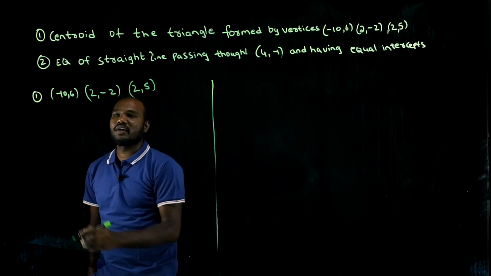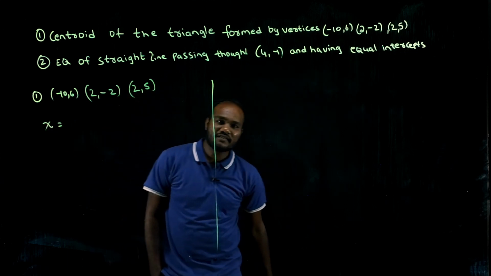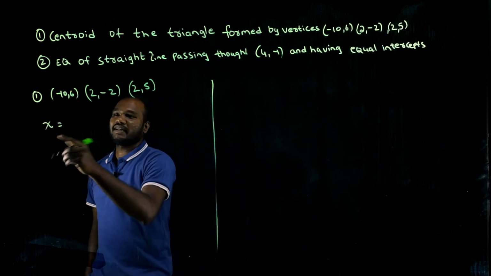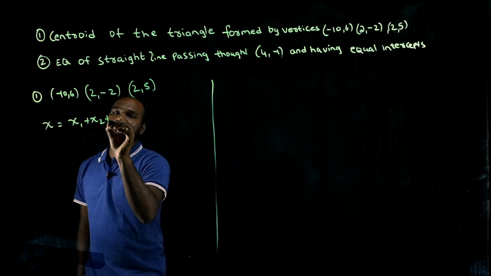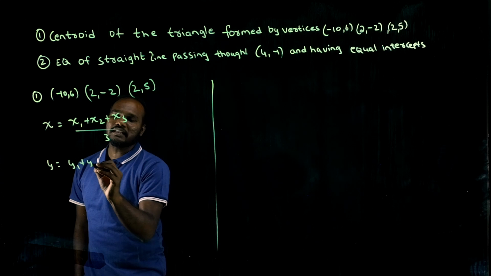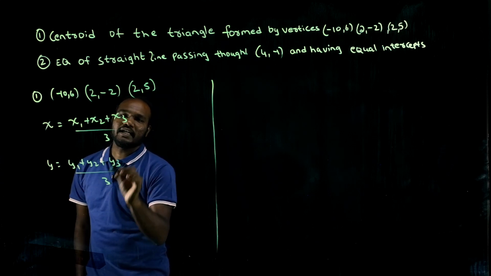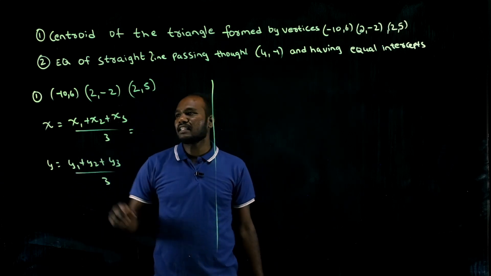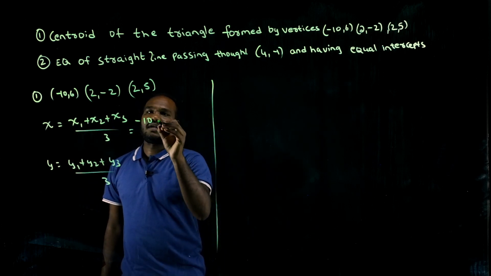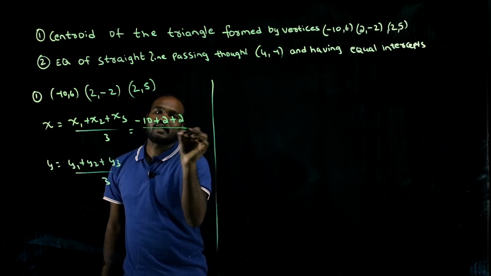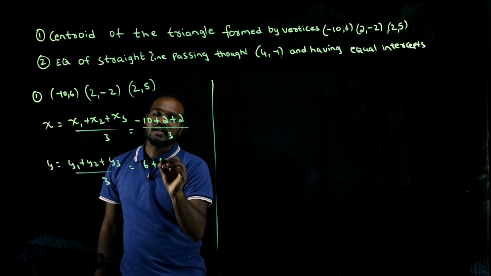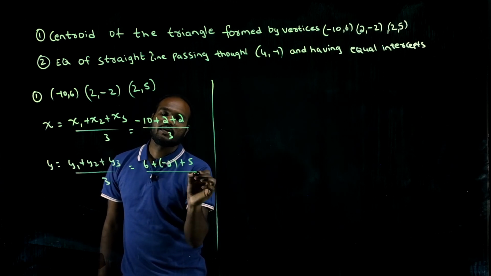We know the centroid formula. Centroid is a point, right? If you have not checked the video, we have an entire video showing how to solve a centroid. Please go and check it. So x is equal to (x1 plus x2 plus x3) divided by 3. The y value will be (y1 plus y2 plus y3) divided by 3. So x1 plus x2 plus x3, this plus this plus this: minus 10 plus 2 plus 2 divided by 3, and here it will be y1, this plus this plus this, that is 6 plus minus 2 plus 5 divided by 3.